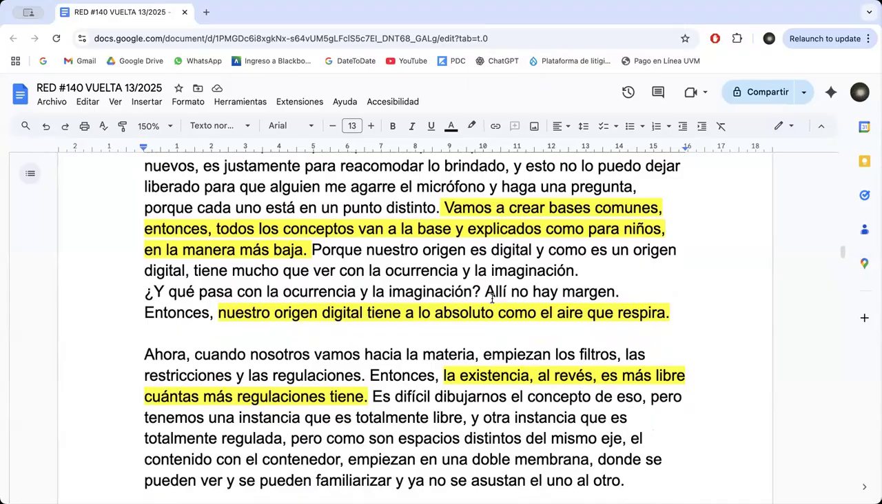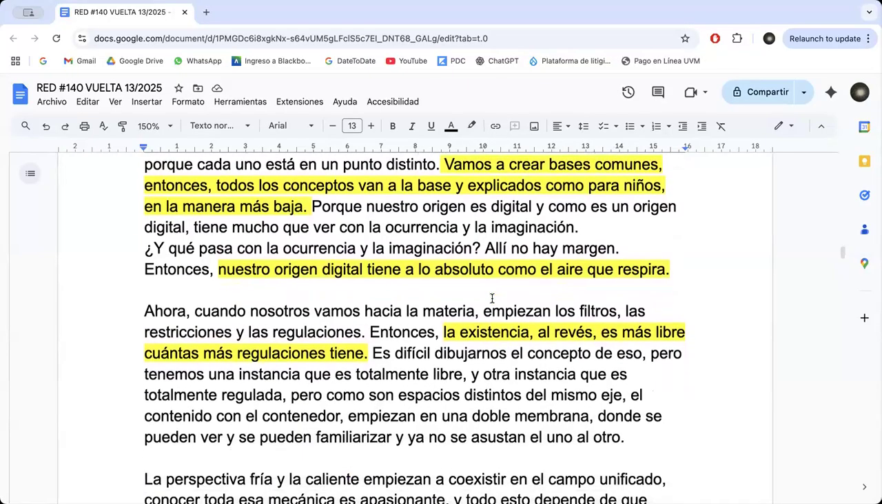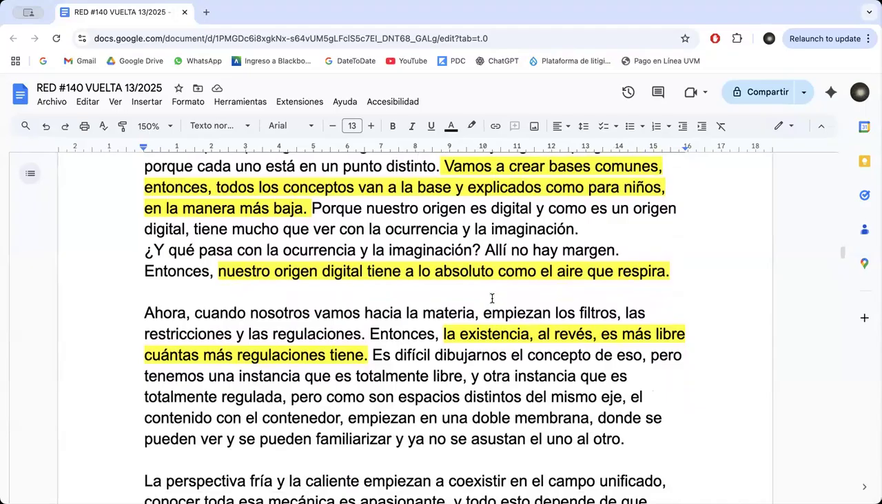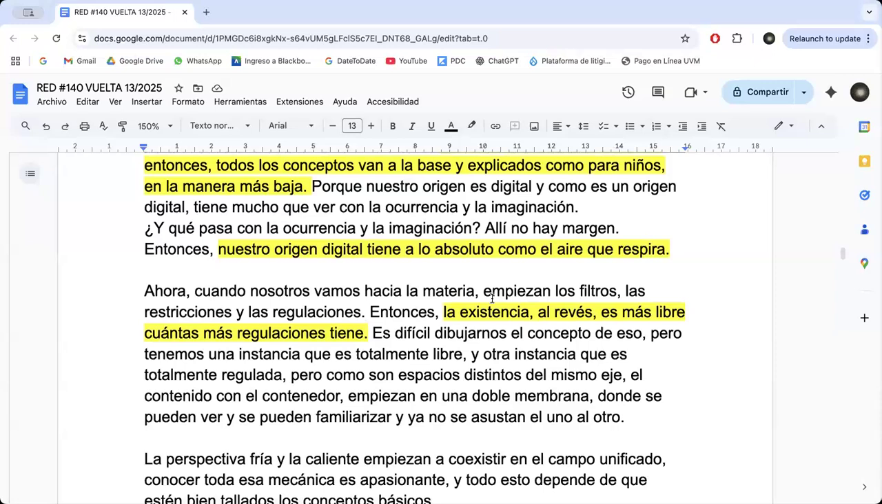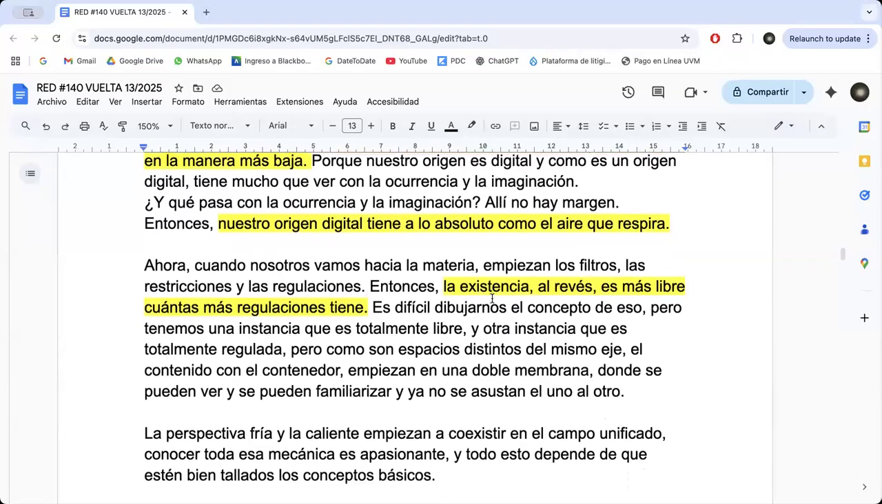And she cannot just allow anybody to take the microphone and make a question because everybody's in a different place. So what we're going to be doing is creating a common basis. All of the concepts go to the base, and they're going to be explained as if they were for children in the lowest frequency possible.